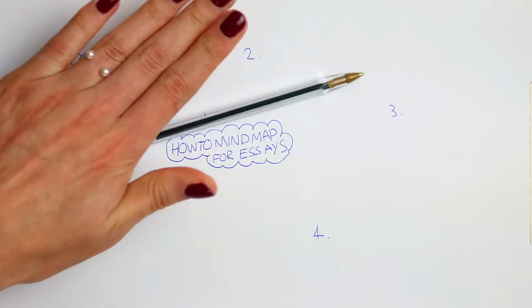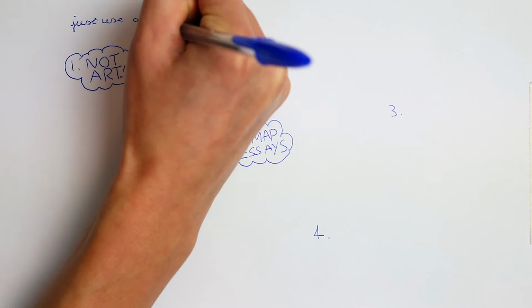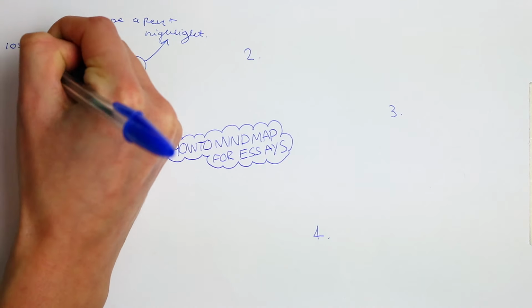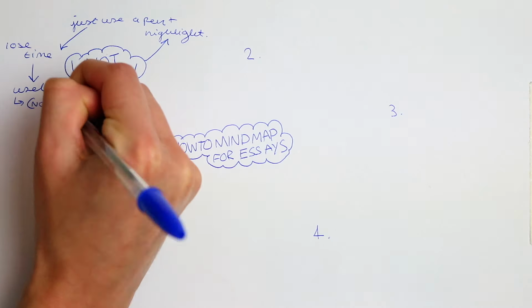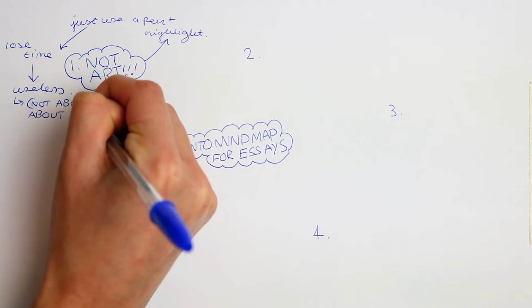You need a biro and a highlighter. That's it. That's all you need. This is not an art exercise. Don't treat it like such. Let's be absolutely honest with this. You will end up procrastinating so much of your time because you're making it look beautiful. And as I've written down here, it is not about aesthetic.